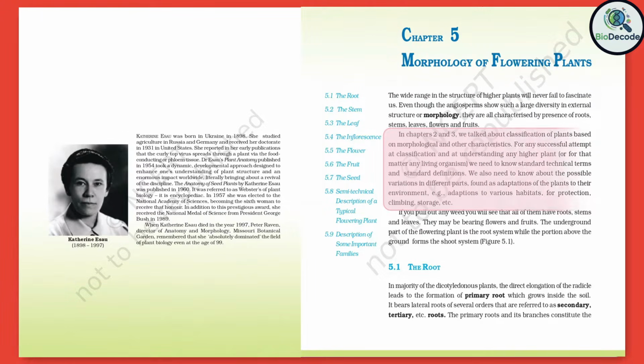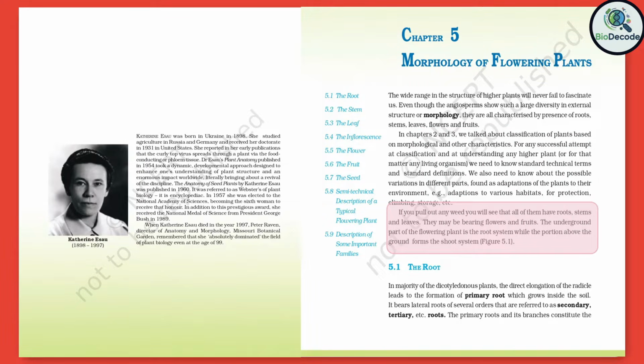In Chapters 2 and 3, we talked about classification of plants based on morphological and other characteristics. For any successful attempt at classification and at understanding any higher plant, or for that matter, any living organism, we need to know standard technical terms and standard definitions. We also need to know about the possible variations in different parts, found as adaptations of the plants to their environment. For example, adaptations to various habitats, for protection, climbing, storage, and so on.